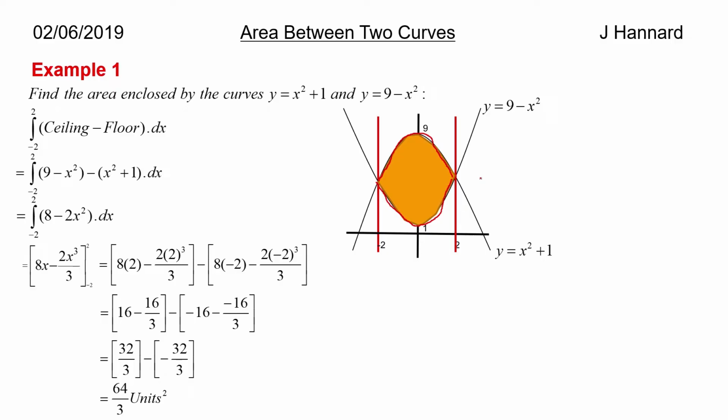But there you go. That is how you do it. You draw your graphs. You put up your goalposts. You work out what's the ceiling, what's the floor. You take them away and integrate what's left. So we had our ceiling. We had our floor. We took them away from each other and integrated that. And then just did the maths. Easy peasy, definite integral. And we got 64 over 3 units squared.